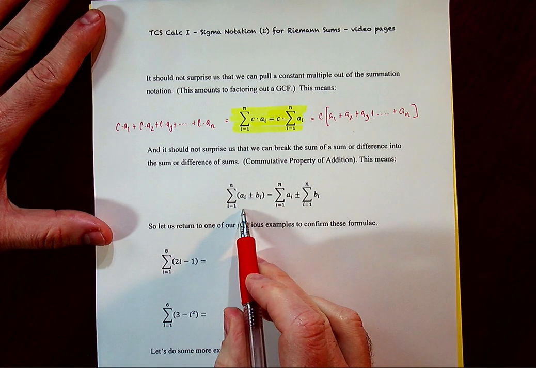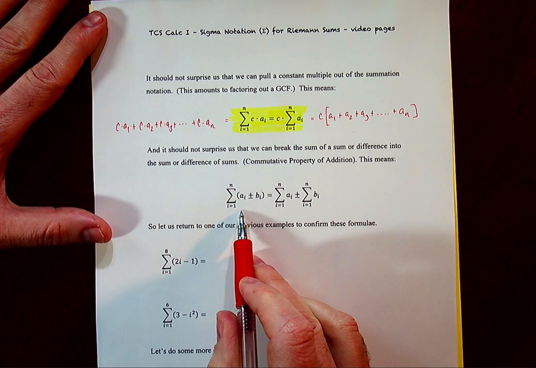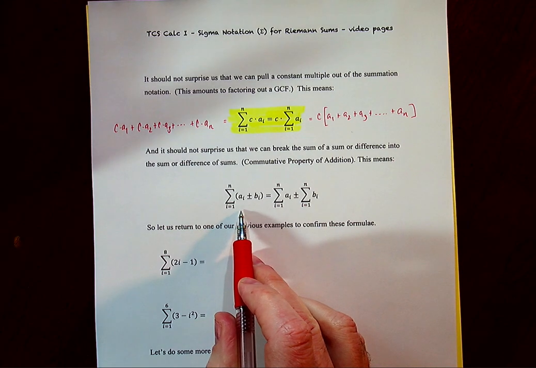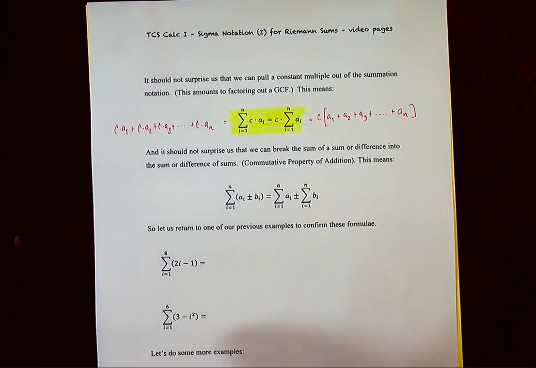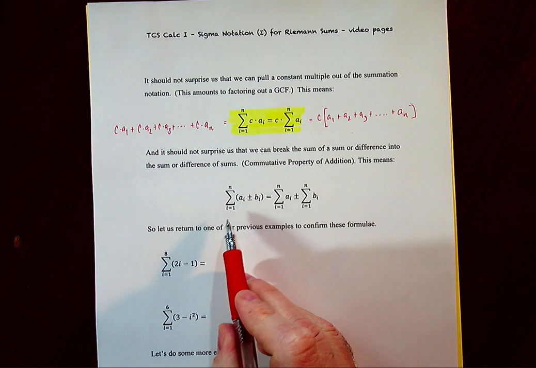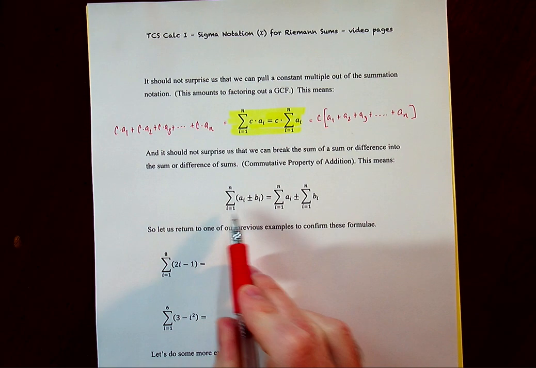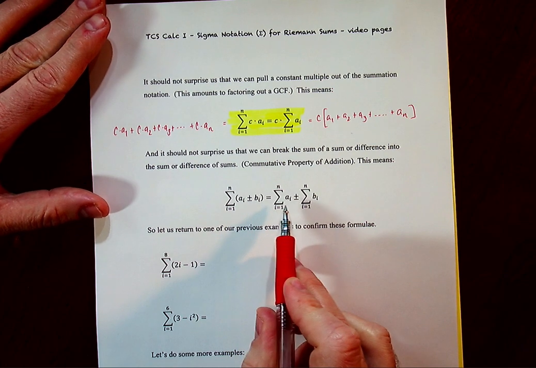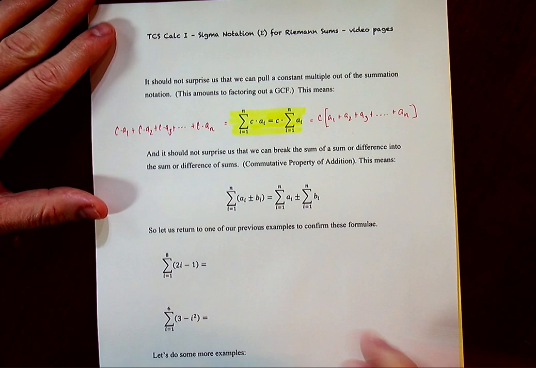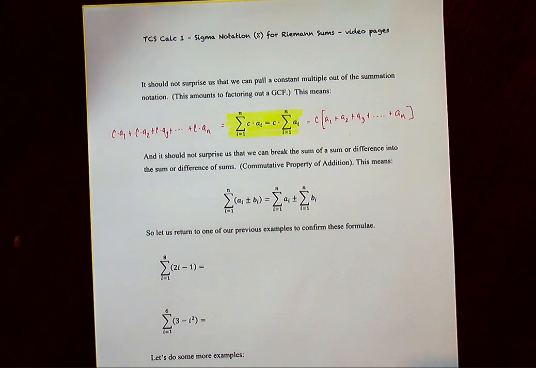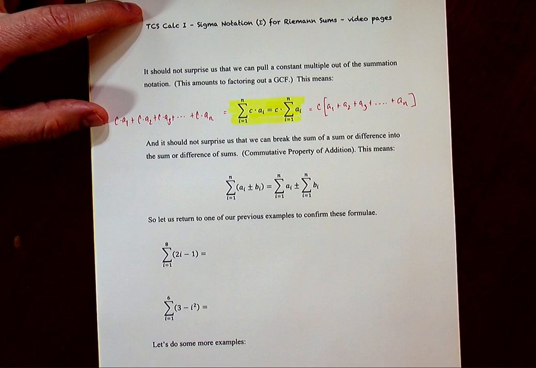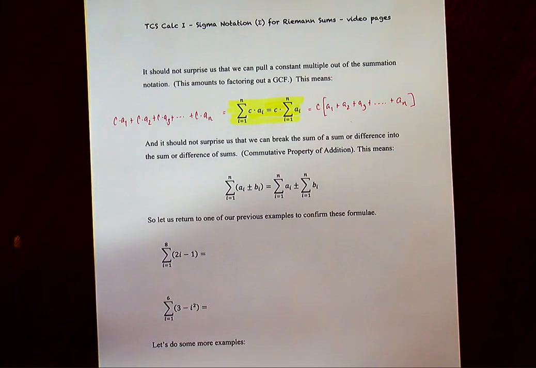This winds up being an expression of the commutative property, meaning that just like with limits and derivatives, the limit of a sum or difference is the sum or difference of the limits. Here, the sigma notation of a sum or a difference winds up being the sum or difference of two sigmas, and what that means is it just amounts to the commutative property, right? Just a rearrangement of the terms. So you need to know that one too.